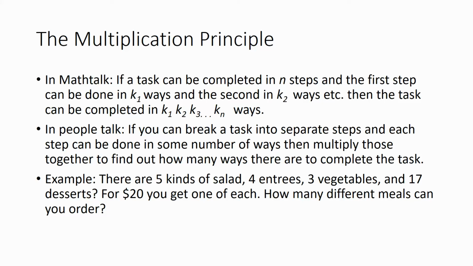Suppose there are 5 kinds of salad at a restaurant, 4 entrees, 3 vegetables, and 17 desserts. For $20 you get 1 of each. How many different meals can you order? Well, now we see that it's easy. Just 5 times 4 times 3 times 17, 1,020. So we just break our task of ordering a meal into 4 steps: order a salad, order an entree, order a vegetable, order a dessert, and multiply the number of ways you can do each of those steps.